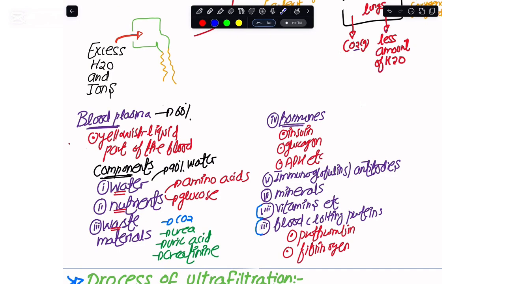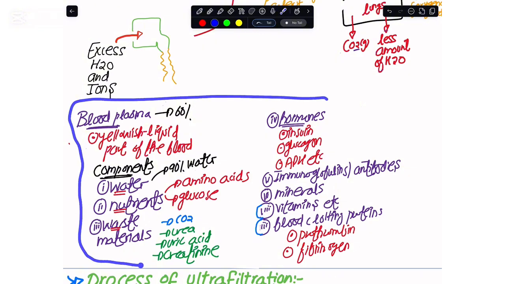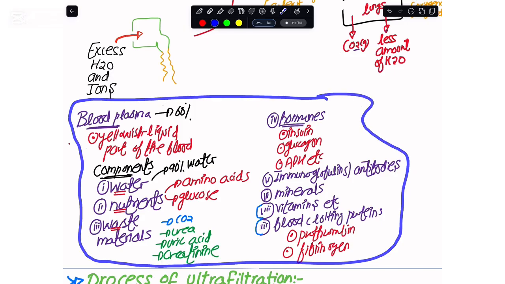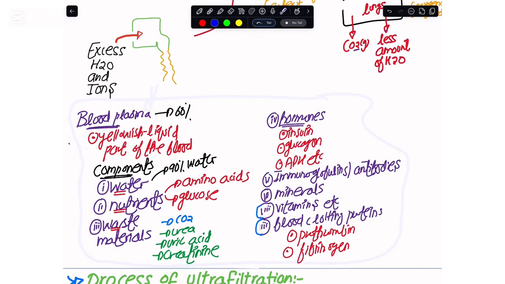So my concept should be that when I have to filter the components of the blood plasma, we should only be removing the waste materials, and at any cost we should not be removing these essential things that are the need of my body. So you should be very clear with this composition of the blood plasma, because from this blood plasma I would be taking some materials out of it, and from there we would be making the urine.